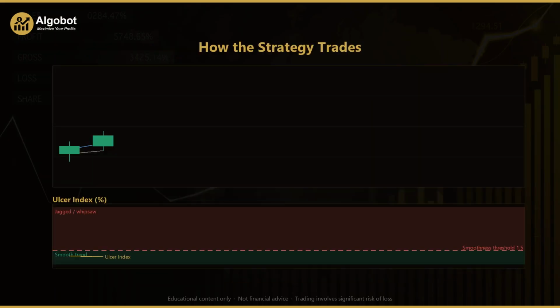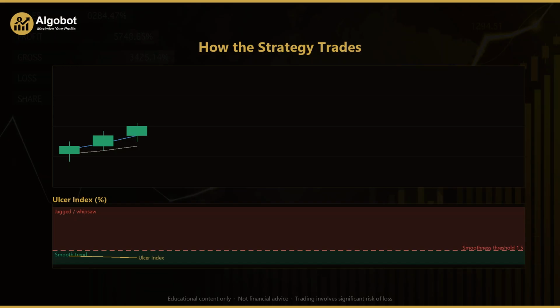Let's bring it all to life on this illustration. On the price panel, you can see two lines drawn over the candles. The gray line is the baseline 50-period simple moving average that defines the trend, and the blue line is the fast 10-period exponential moving average that price pulls back to.